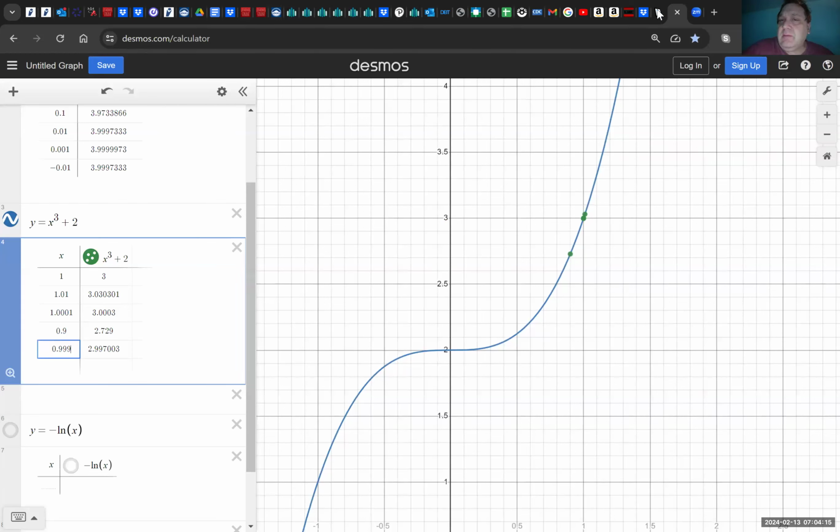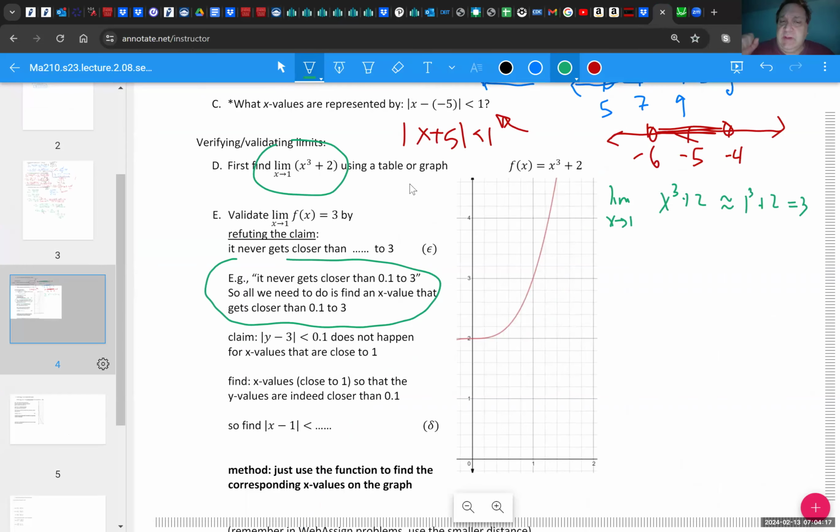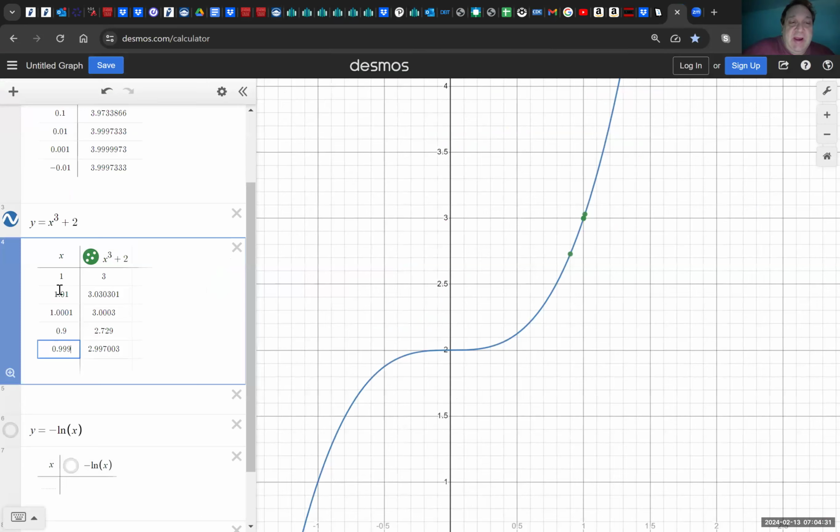But our doubter is really adamant, and they're going to say, okay, well, I know you got it closer than 0.1, but what about 0.00001? I don't think it ever gets closer than 0.00001. So you're like, okay, we can try to guess and check until we find numbers that are closer than that threshold. But we're going to use just some algebra to nip this in the bud.